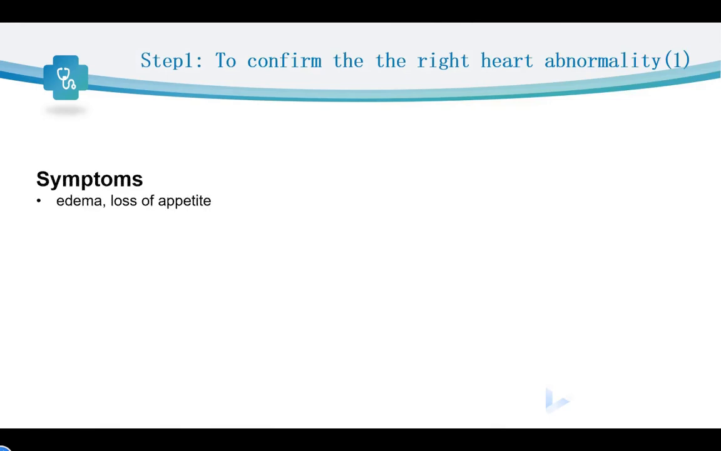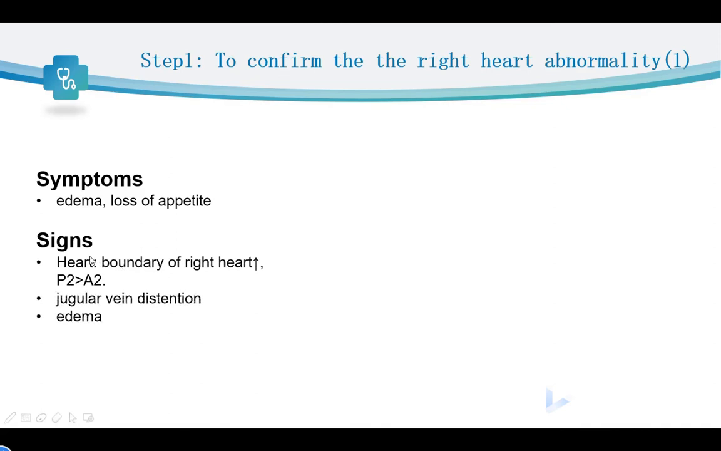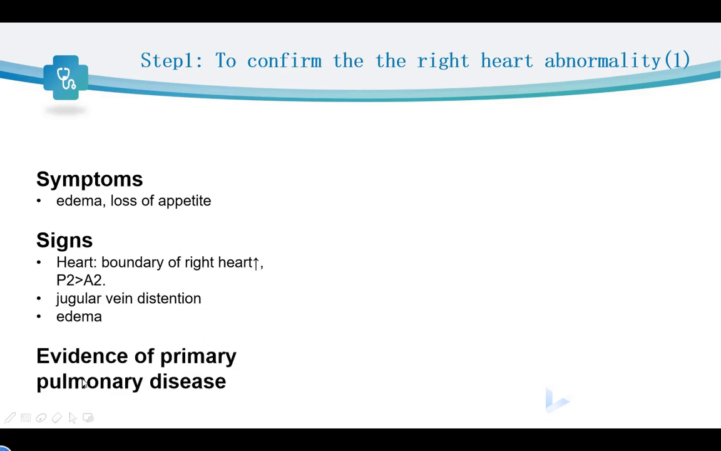Once the patient gets symptoms of edema and loss of appetite, during the physical examination, if we find any positive signs of the heart and edema in the lower limbs, we can suspect a right heart abnormality. In this condition, if we find other evidence of primary pulmonary or thoracic disease, we can suspect cor pulmonale.